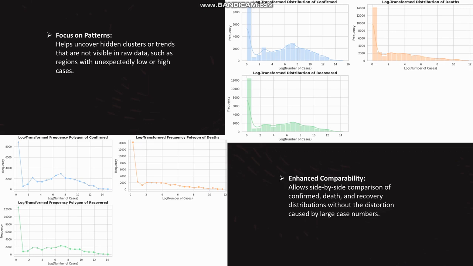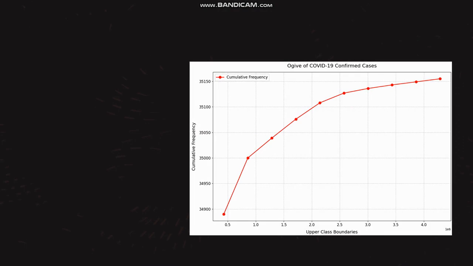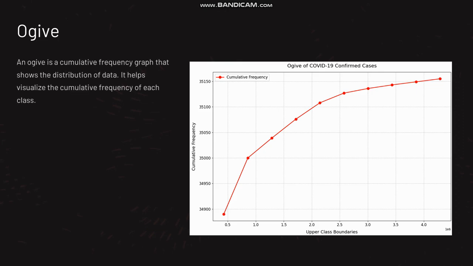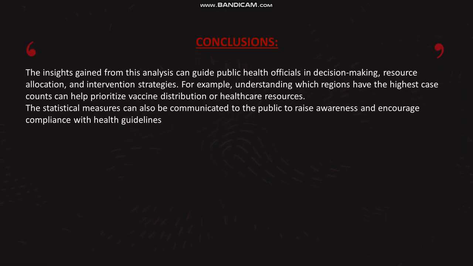This makes comparing really easy. You can have a side by side comparison without distortion. Furthermore, we have an OGIF. Now, this is an OGIF. It is a cumulative frequency graph that shows the distribution of data, helping us visualize the cumulative frequency of each class.